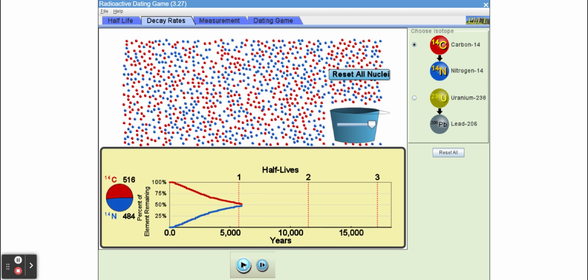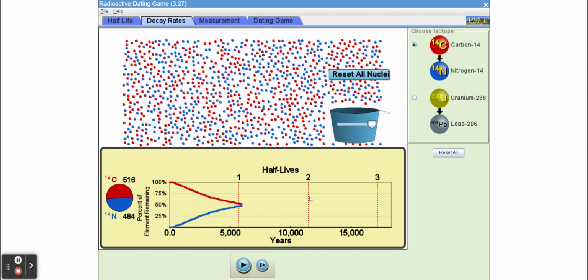And there we go. So when you get to 1 half-life, you can see here that about half of those carbon-14s have turned into nitrogen-14. And because we have about 1,000, it's pretty close to 50-50.